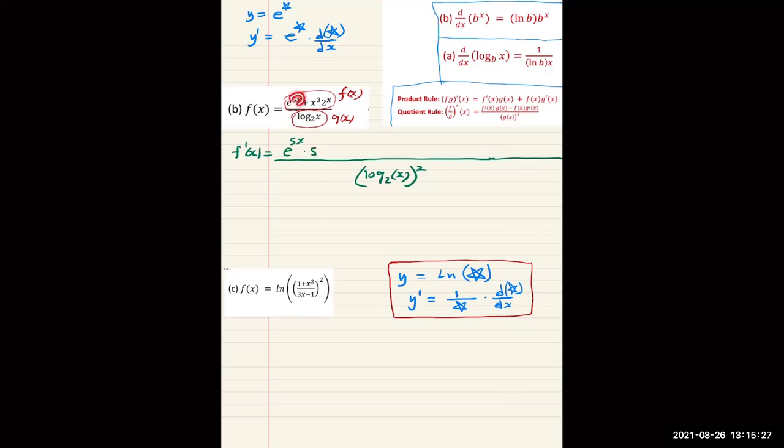See, you have e to the power star. If you have e to the power star, the derivative of e to the power star is e to the power star times the derivative of the star. So I have e to the power star times the derivative of the star. Derivative of the star is just 5. And then I need to take the derivative of this piece. How do I take the derivative of this piece?